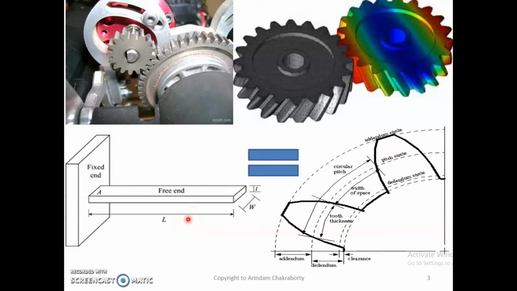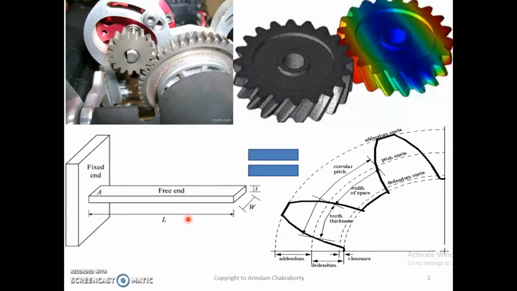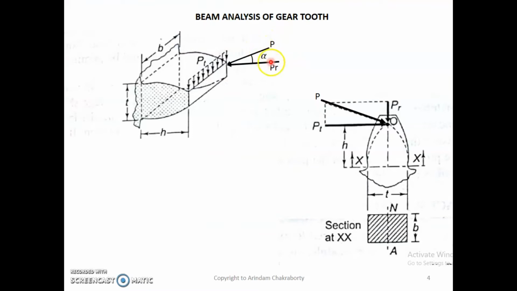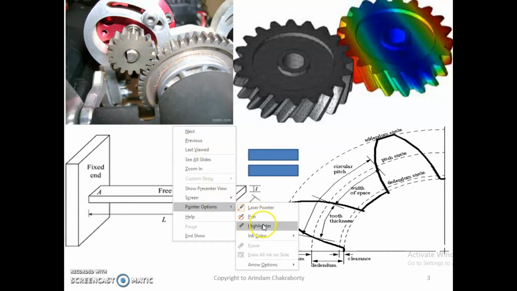Now let us start the calculation. As we can see, there is a force P, R, alpha, and so on. What is this? Actually this is nothing but the meshing of gears. What happens when two gears mesh? As we can see, two gears are meshing and there is a point of contact. What happens at a point of contact?